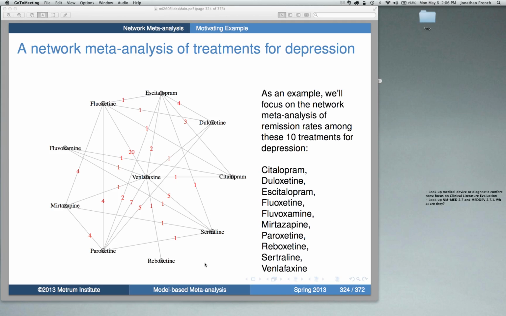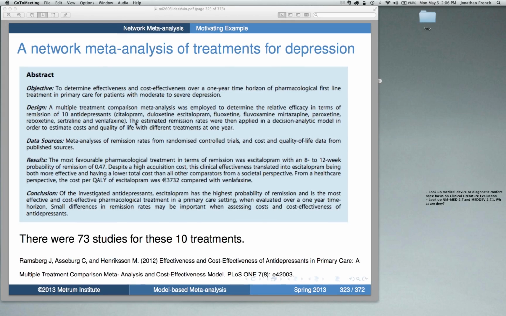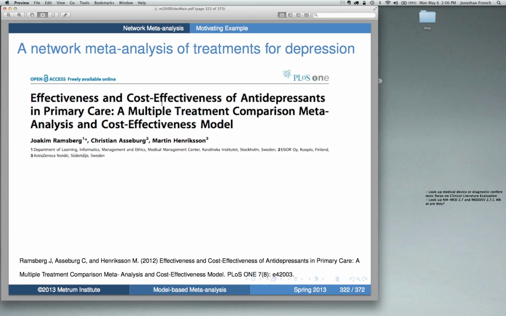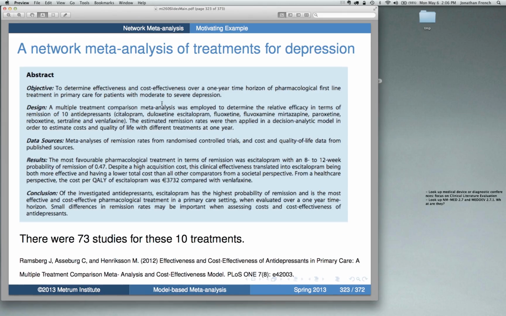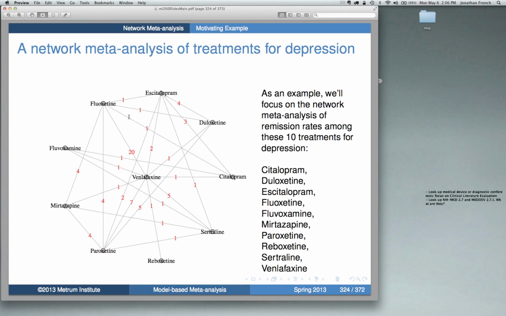So if you remember from our lecture on Monday, we were working with data from this study by Ramsberg and colleagues on a network meta-analysis of the cost of antidepressants in primary care. The original network meta-analysis had 73 studies, and the studies were laid out in this sort of network of relationships, where all of the treatments were compared to venlafaxine in at least one study. And so because of that, for the structure of the network, it makes sense for us to use venlafaxine as the comparator treatment in our network meta-analysis. And what that means is that we'll estimate differences from venlafaxine as our fundamental parameters in the model. And from those fundamental parameters, we can infer differences between all of the other drugs in the network.